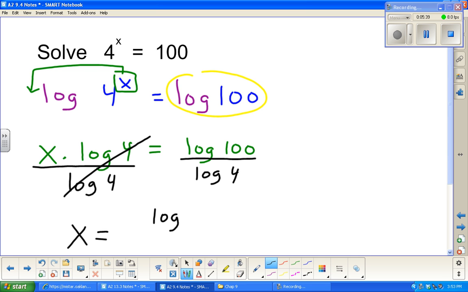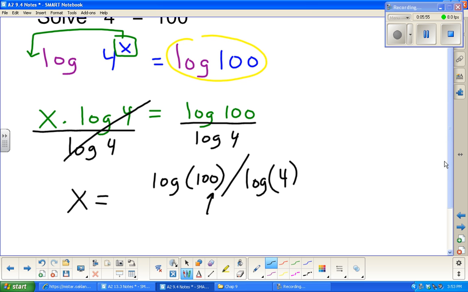X equals log of, you may want to put parentheses, it may open one up. Make sure you close it, and then divide that by the log of 4. Again, this is a key parenthesis here. We're taking the log of 100, and we're dividing that answer by the log of 4. If you don't close it up, you're not going to get the right answer because it's going to think you're taking the log of 100 divided by the log of 4. But we're taking the log of 100, close parenthesis, divide by log of 4.